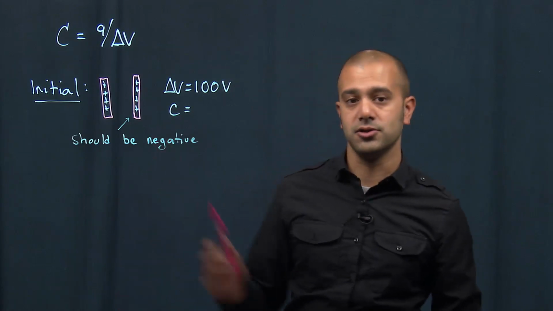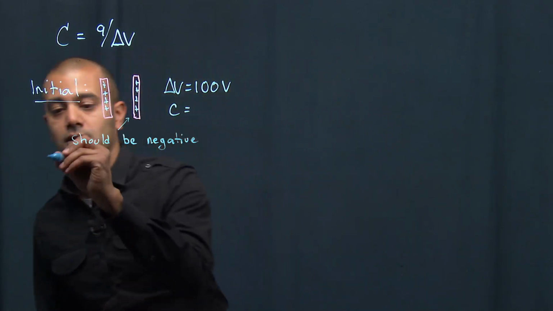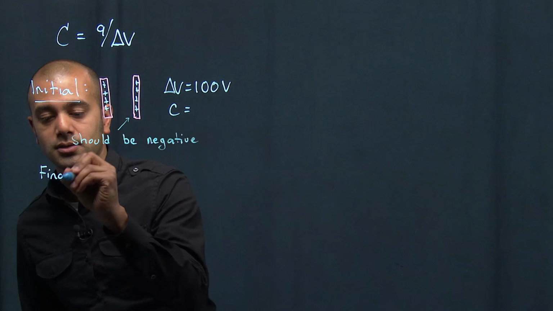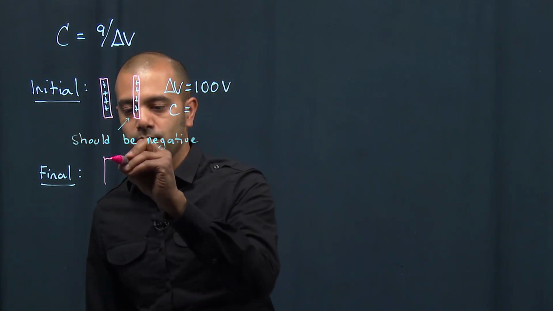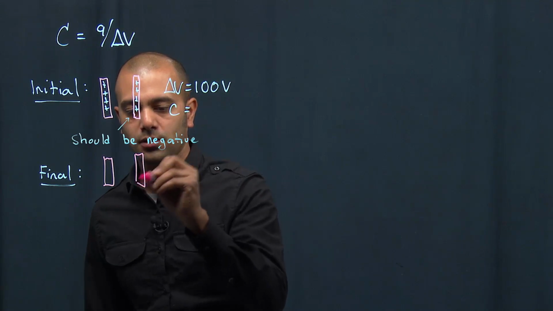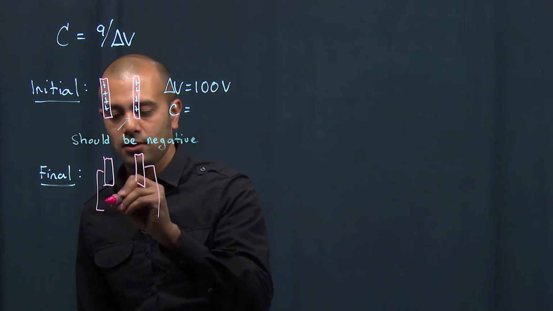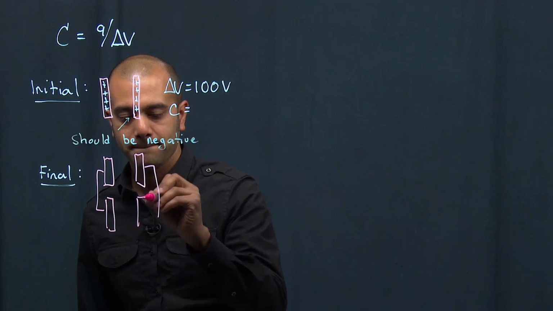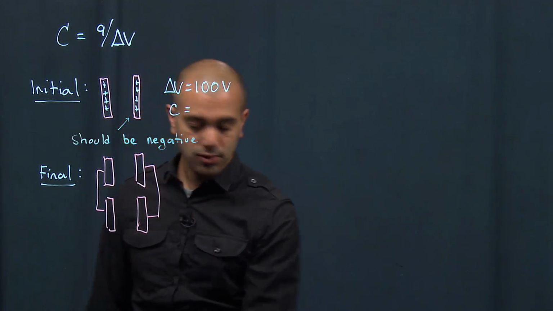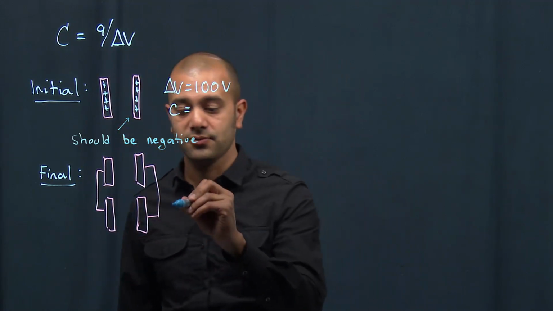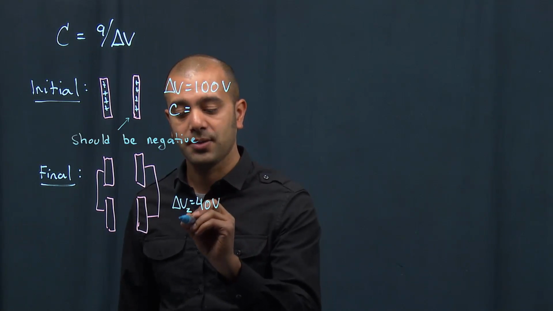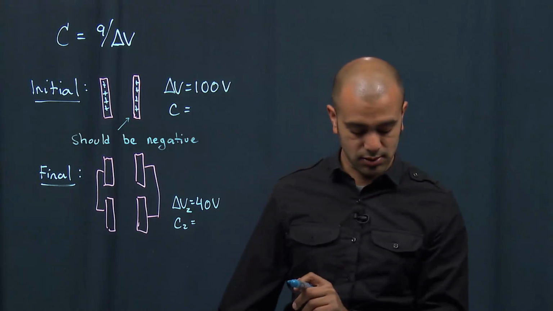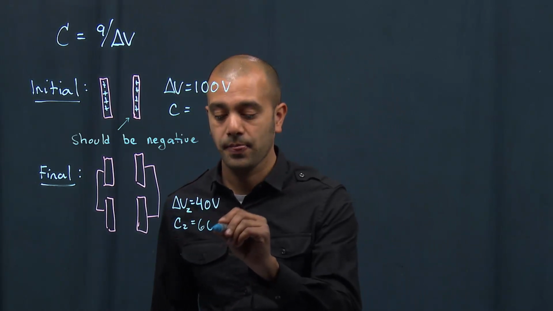Now let me draw the final situation. In the final situation, we've connected this to a second capacitor. So I'll draw them both here, connected. And we're also given that the second capacitor has a voltage of 40 volts, and its capacitance is 60 microfarads.